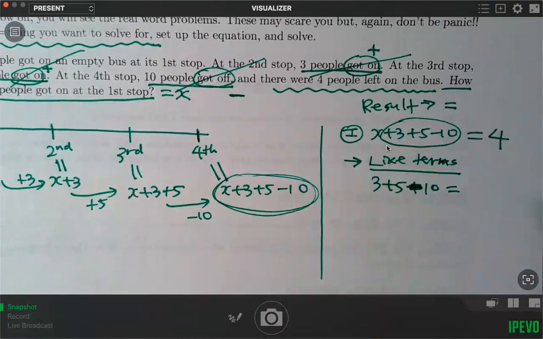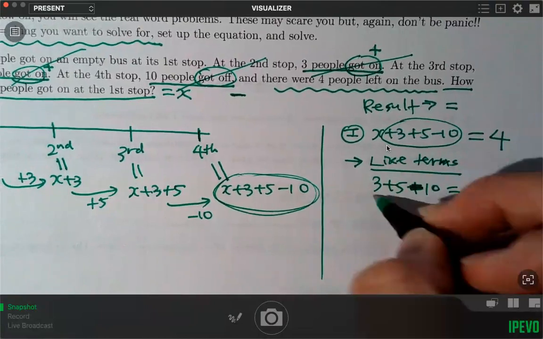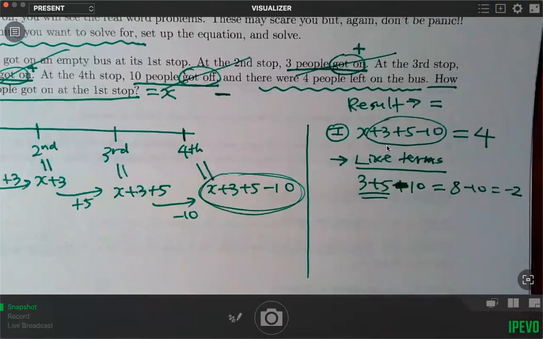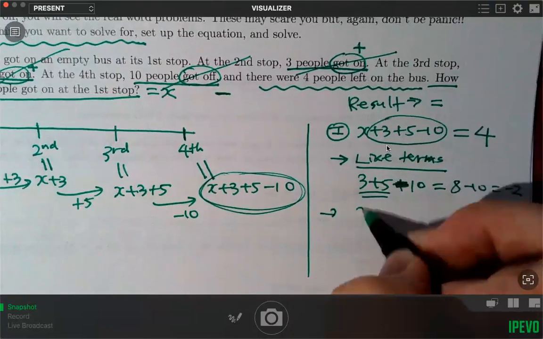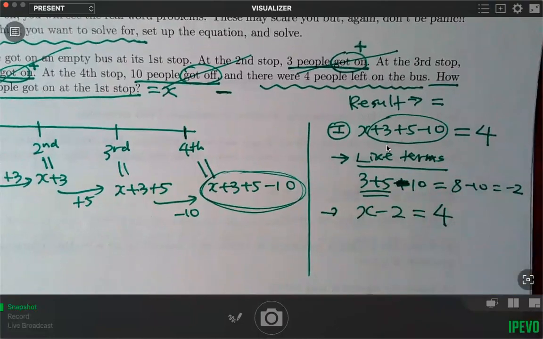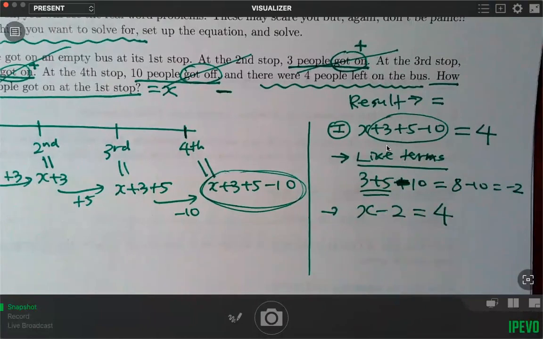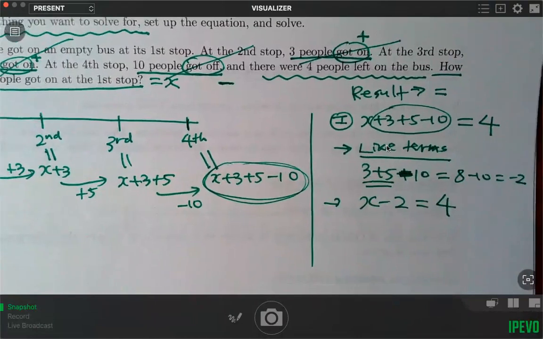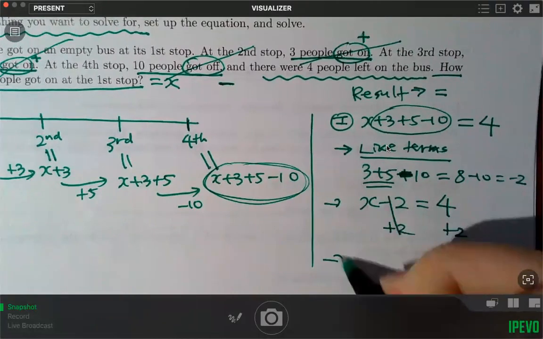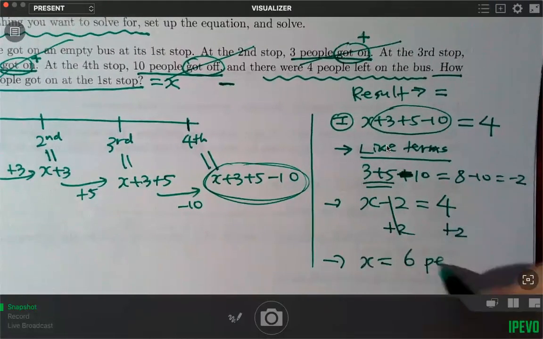Because you go from left to right, right? So what do you do first? This one. So 8 minus 10, which is equal to negative 2, right? So this means the left-hand side is equal to x minus 2, right? Is equal to 4, and then plus 2. So x is equal to 6.